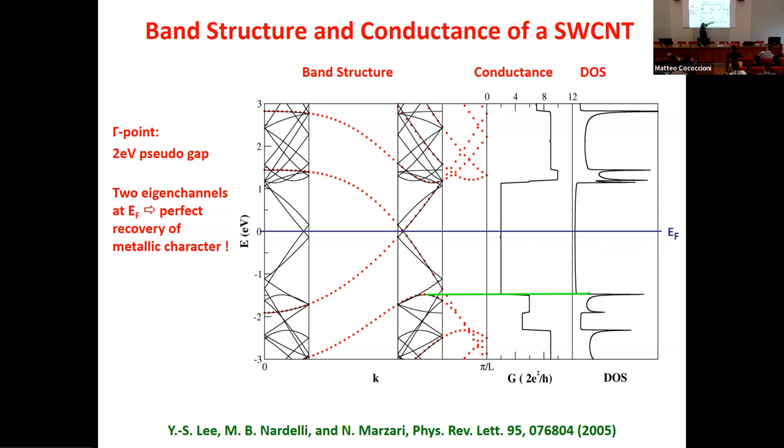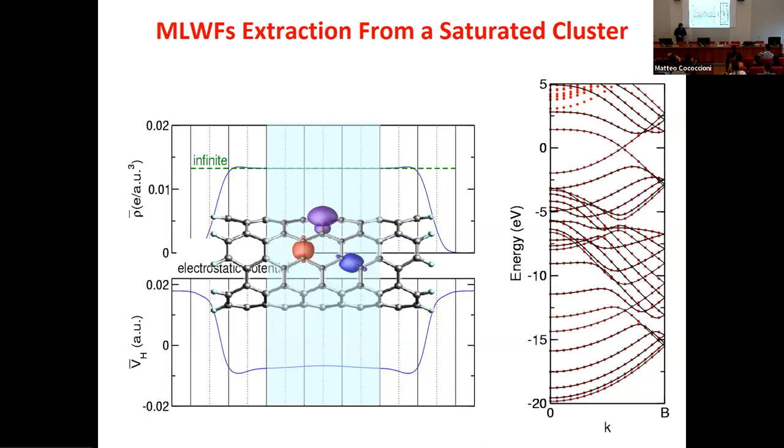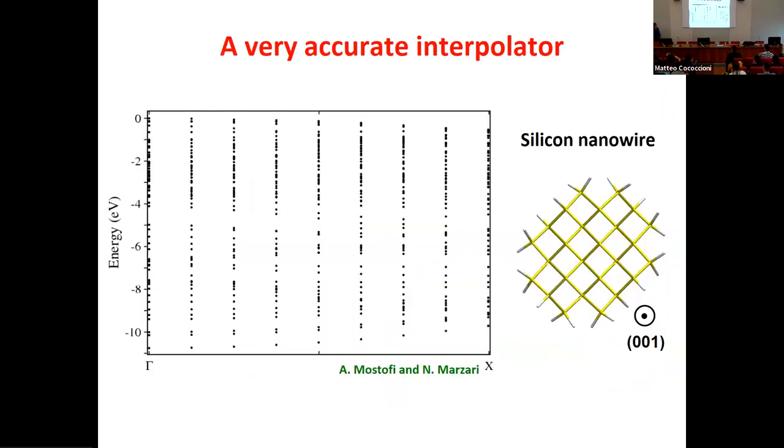But if you look at, say, the density of states of the Van Hove singularities, we would get, you see, the Van Hove singularity exactly at the right energy, even if we had never used any state in here. We had only used the states at gamma. Not only that, but if you were to take not an infinite nanotube, you do just a calculation on a fragment and you build the Wannier functions, when you do the Bloch sums, again, you get perfectly a metallic character and the Dirac crossing, even if this object has, again, a 2 electron volt gap.